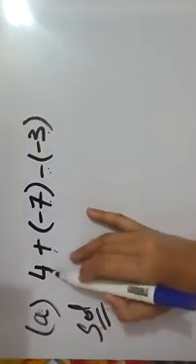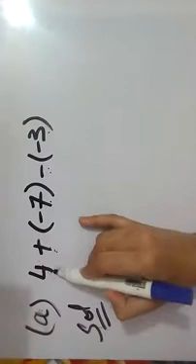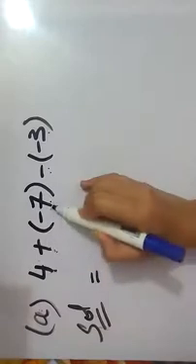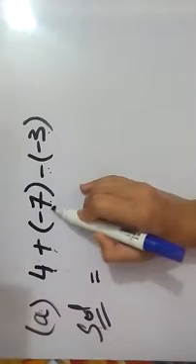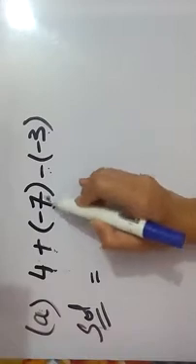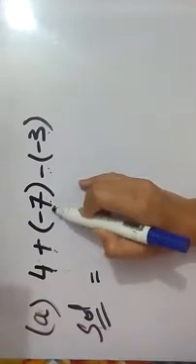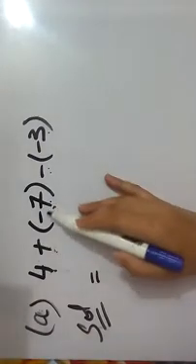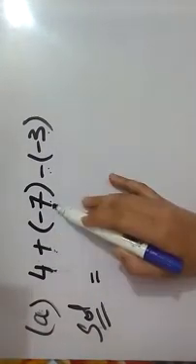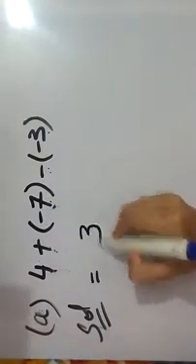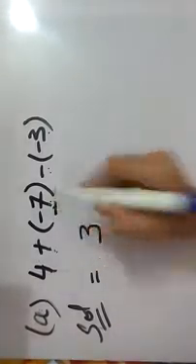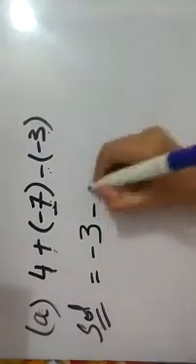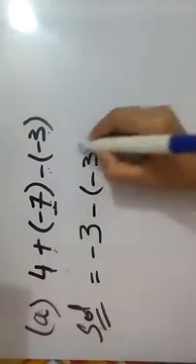So let's start. Here 4 is positive and 7 is negative. When both numbers have different signs, then we will subtract these numbers and the answer will be written with the sign which is written with the greater number. So 7 minus 4 is equal to 3, and the greater value has the sign negative, so 3 will become negative. Other value will be written as it is.